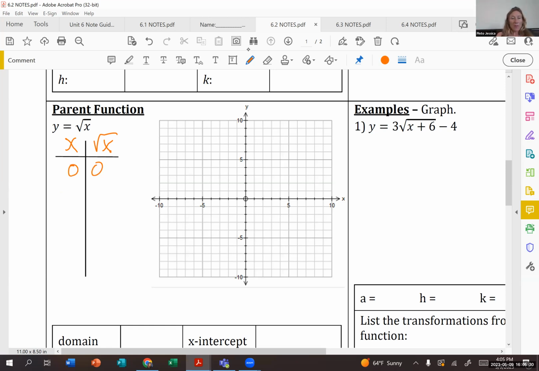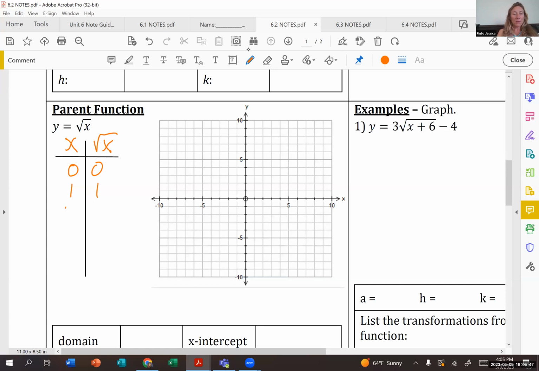The next perfect square number is 1. The square root of 1 is 1. So these two are really cool. They are reflexive. They are their own answer. The square root of 2, no, that's not it, because that's not going to be a whole number answer. That won't be easy to graph.